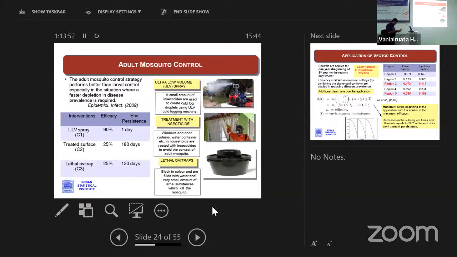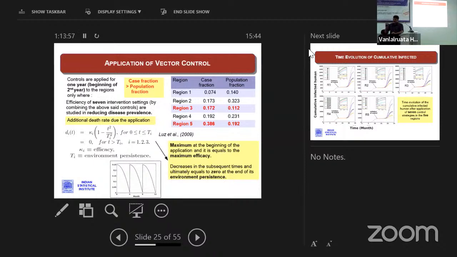Okay, now as I mentioned, I don't want to use my control in 5 minutes. I want to use my control in 1 or 2 weeks and I want to see the effect of that control in other regions. That's my point. How will I do that? I will try to find out where the case fraction is greater than the population fraction.